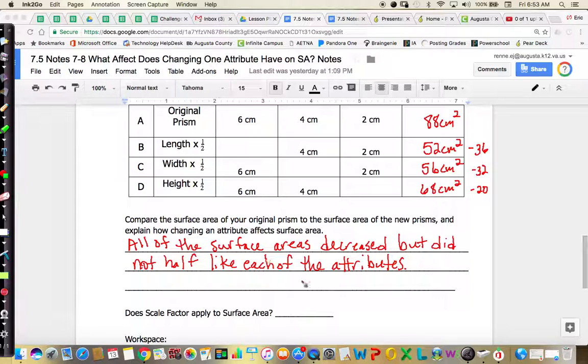So does scale factor apply to surface area? The answer is no. It does not apply to surface area because when I double or half it, the surface area does not double or half. It increases or decreases, but it does not double or half. So that's why we say that the scale factor does not apply to surface area. So that concludes our notes on changing one attribute for the surface area.